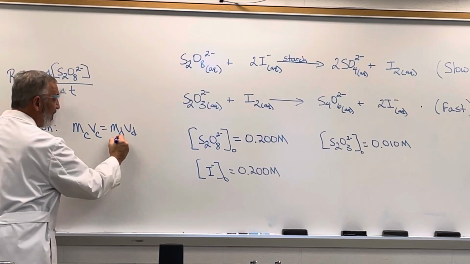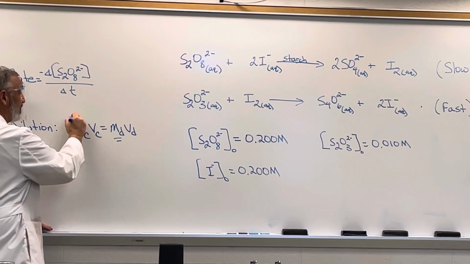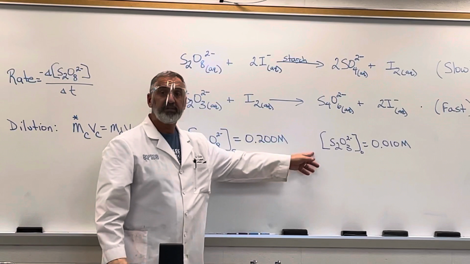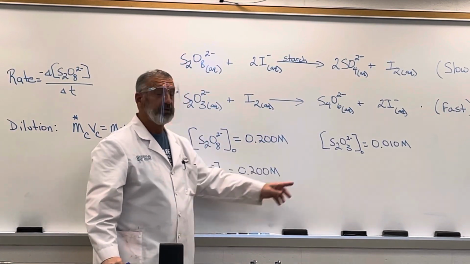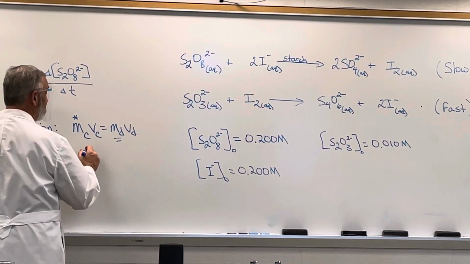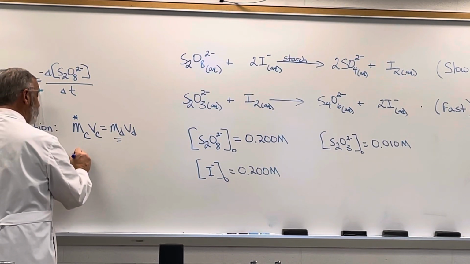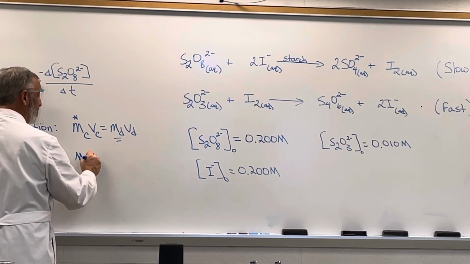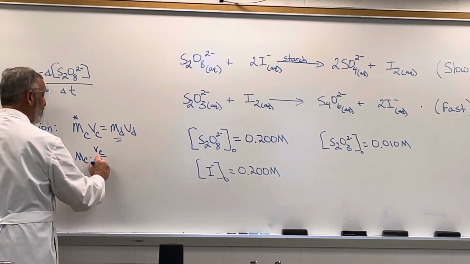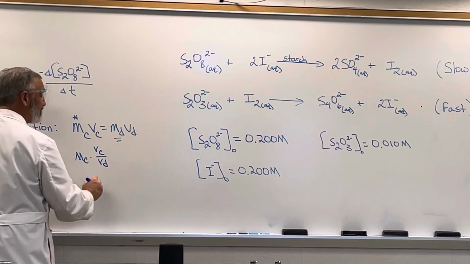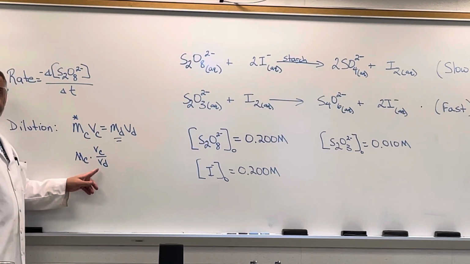Now we need the molarity of the dilute. We know the concentrated values are these. So to get the molarity of the dilute, we just divide by the volume here. So this is really the molarity times the volume of concentrated over the volume of the dilute, the total volume. What did you start with versus what's the final volume? The volume of the dilute. That was 25.